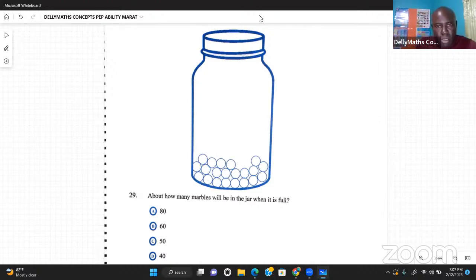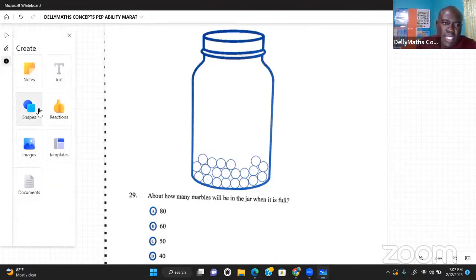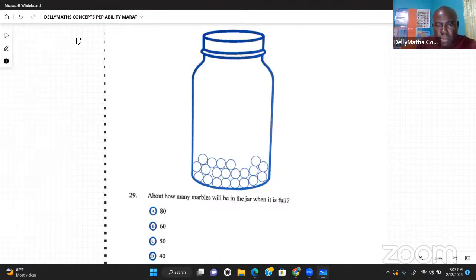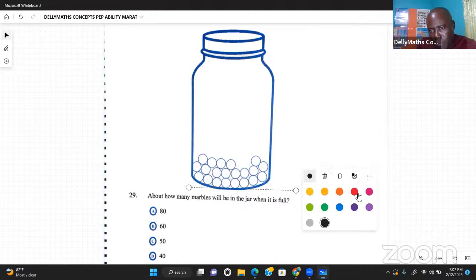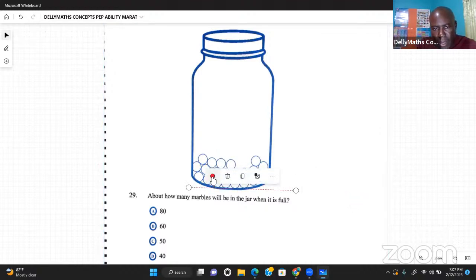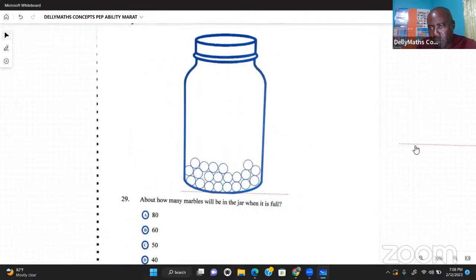Well, we could do this. It's going to be a guess, right? But it could be an intelligent guess. I could mark this off. I could say this is my bottom, right? Allow me to mark this off. That's the bottom of the jar. I'm going to put it in red right there. I'm going to copy this and keep pasting it.